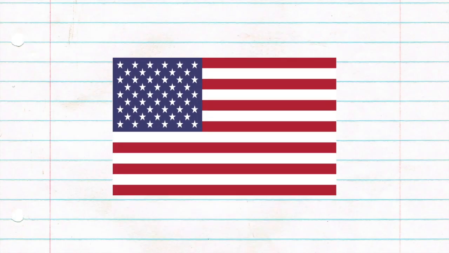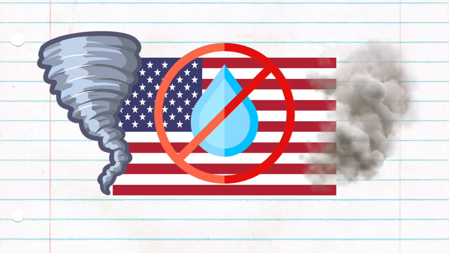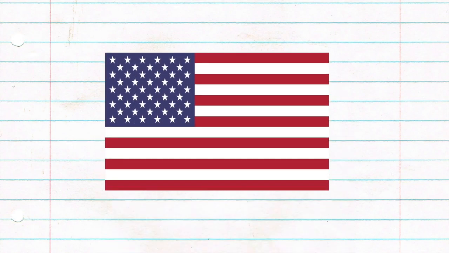After Canada is our neighbor, the United States. The United States has to deal with a lot of problems caused by climate change, such as extreme weather events, droughts, and air pollution. I'll be focusing on air pollution in the USA and what they've been doing to try to lessen the damage.